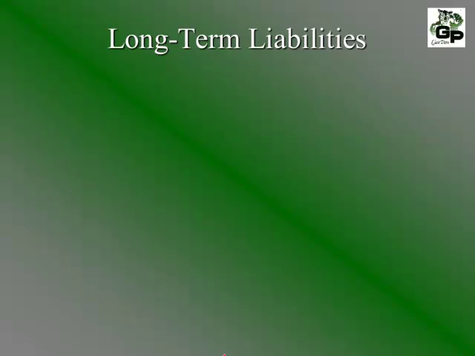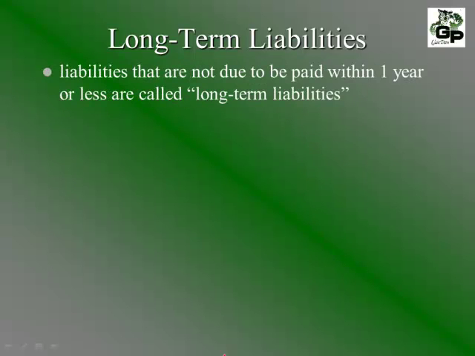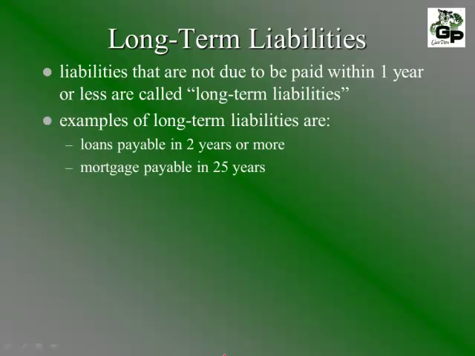Now, the opposite of current liabilities is long-term liabilities. These are liabilities that are not due to be paid within 1 year. Examples of long-term liabilities are loans that are payable in 2 years or more, and mortgage payable, which is generally 25 years or 30 years.